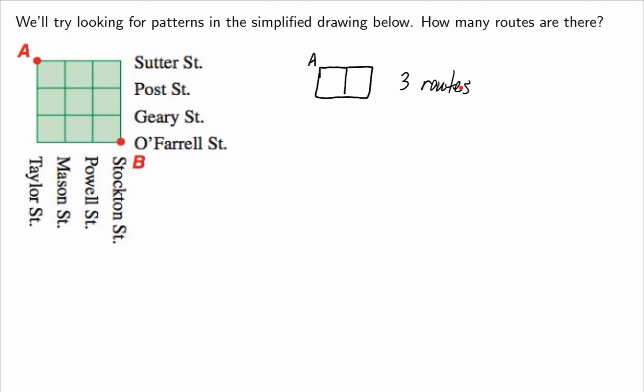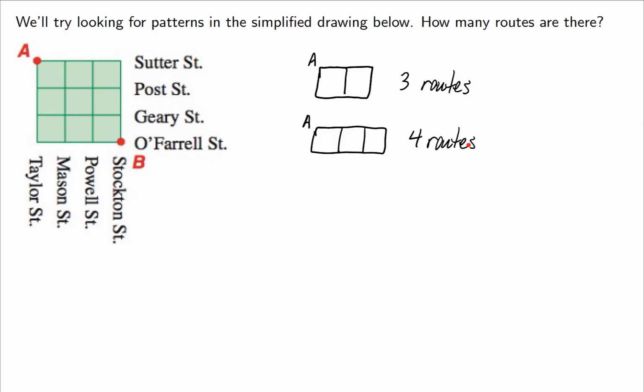All right, let's try another one. Now for this one, you could go down and then 3 rights, or you could go right, down, and 2 rights, or right, right, down, right, or all 3 rights and then down. You'll notice in this case, I get 4 routes. And with 4 routes, we might see a pattern here.